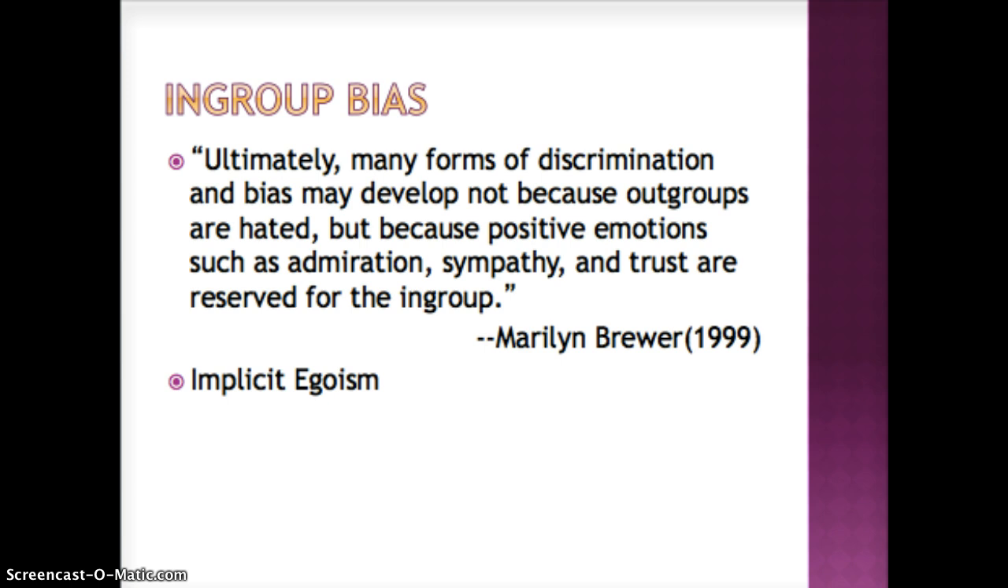According to Marilyn Brewer, ultimately many forms of discrimination and bias may develop not because outgroups are hated, but because positive emotions such as admiration, sympathy, and trust are reserved for the in-group. This concept is called implicit egoism and represents our unconscious preference for things associated with ourselves.